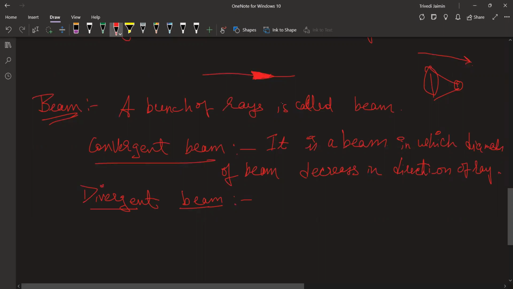Now, in a similar way, how will we define a divergent beam? It is a beam in which the diameter of the beam increases in the direction of the ray. Yes, that is exactly it. See, whichever definition you remember, you can use it. If you remember this one, you can use it for that one also. Just change the words.